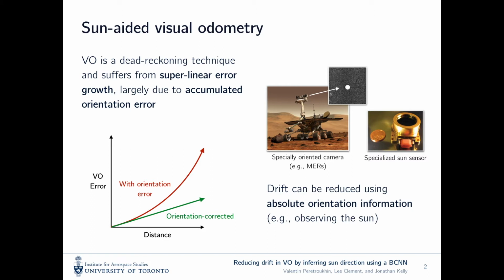The sun is a convenient source of orientation information since it's easy to find and its motion in the sky is well understood. This is true not only here on Earth, but also on other planets in our solar system. For example, the Mars exploration rovers use their PanCam apparatus in a special orientation to periodically observe the sun and make corrections to the rover's trajectory. Other vehicles have used specialized sun sensor hardware to continuously estimate the sun direction and make more frequent corrections.